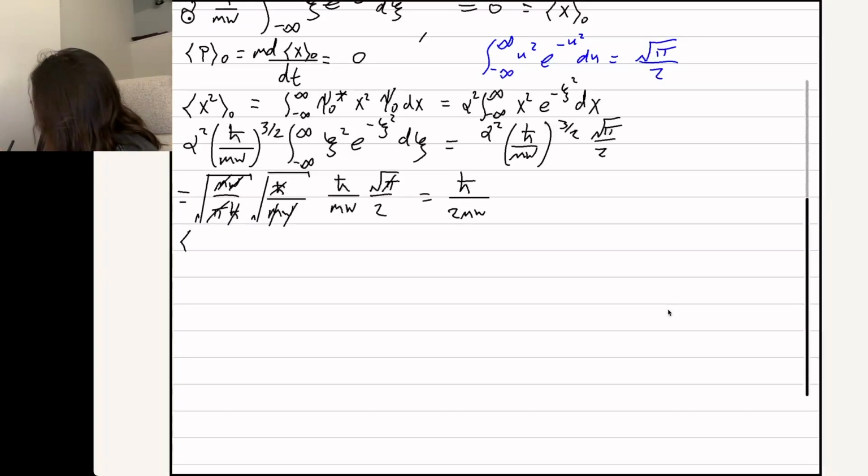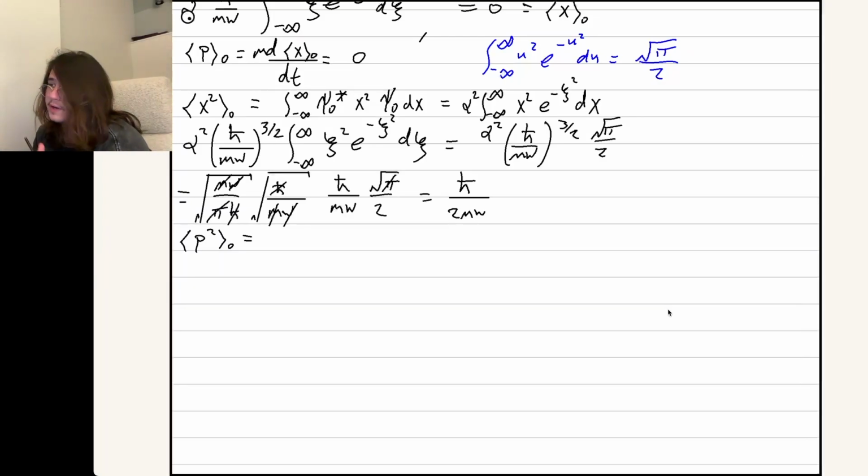Going further, all we need now for the ground state is the expectation value of p squared, which is the integral from minus infinity to infinity of psi star p squared psi dx. And so the squared momentum operator is minus h bar squared over 2m times the second derivative.